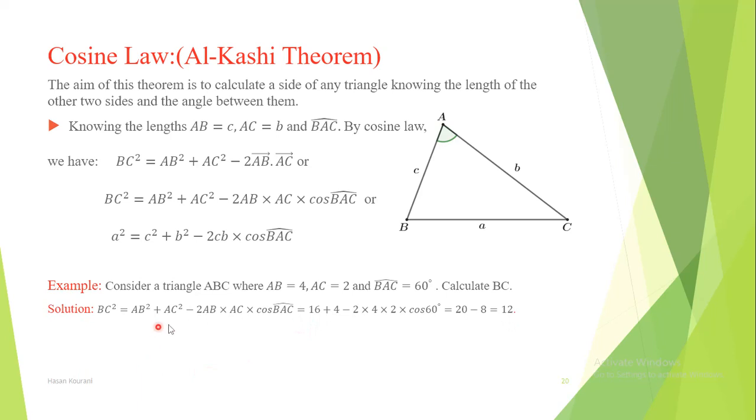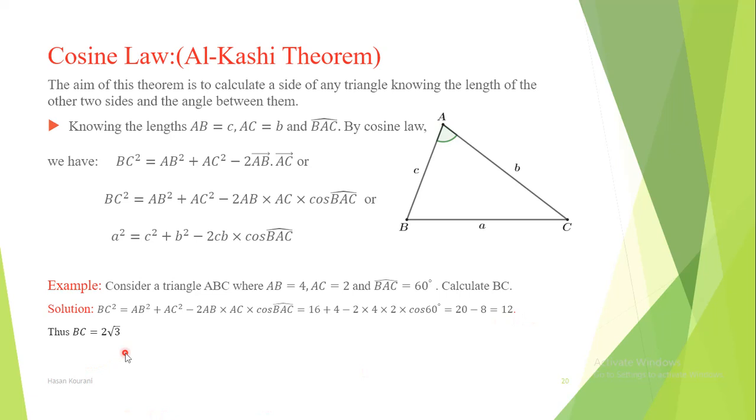The solution will be BC square equals AB square plus AC square minus 2 AB times AC times cosine of angle BAC, which is 4 square, 16, plus 2 square, which is 4, minus 2 times 4 times 2 times cosine of 60. As you know, cosine 60 is half, and the 2 will be cancelled with the half, and we get at the end 20 minus 8, which is 12. Thus BC square equals 12, and then BC equals square root of 12, which is 2 radical 3.